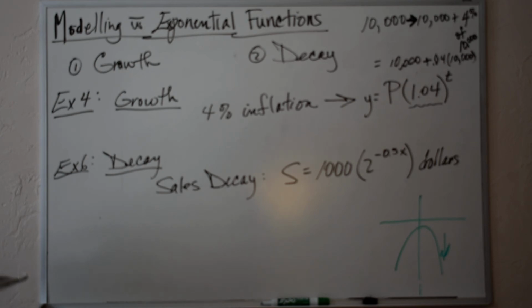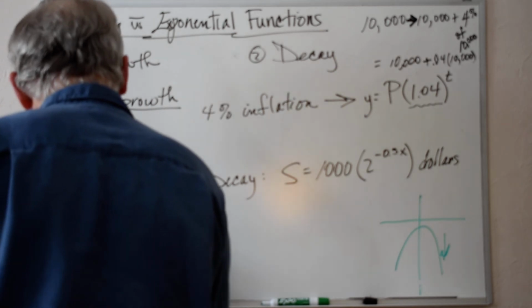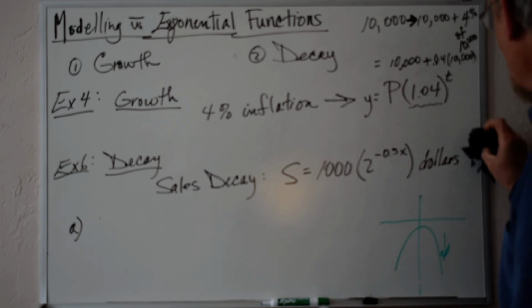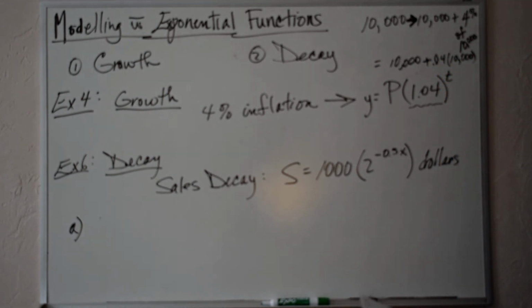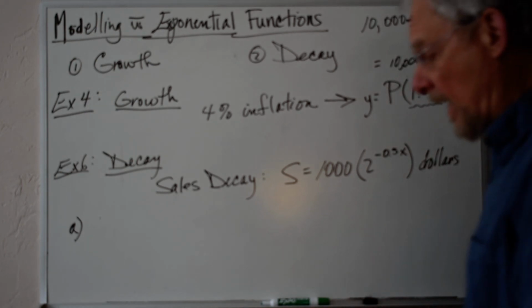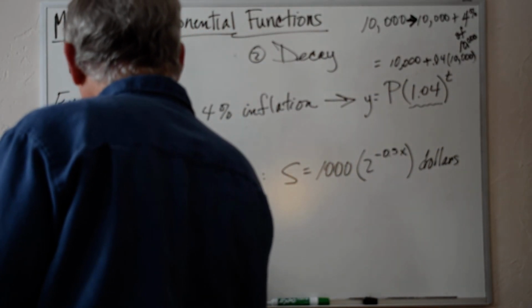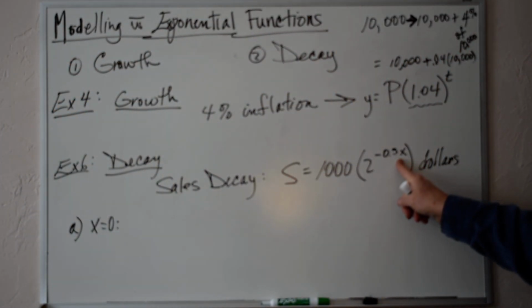A, what is the level of sales when the advertising campaign ends? Well, let's figure that out. As soon as the advertising campaign ends, how many weeks is that? Well, that's X equals 0, right? Because X equals the number of weeks after the campaign ends. So in part A, we're basically asked to figure out what is S when X is 0.